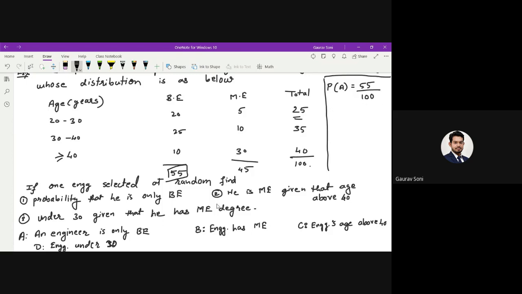What's the next one? He is ME given that age above 40. So probability of B when C has occurred, I mean above 40. Sir, that is C. For B, it will be 45 upon 100 that we missed.